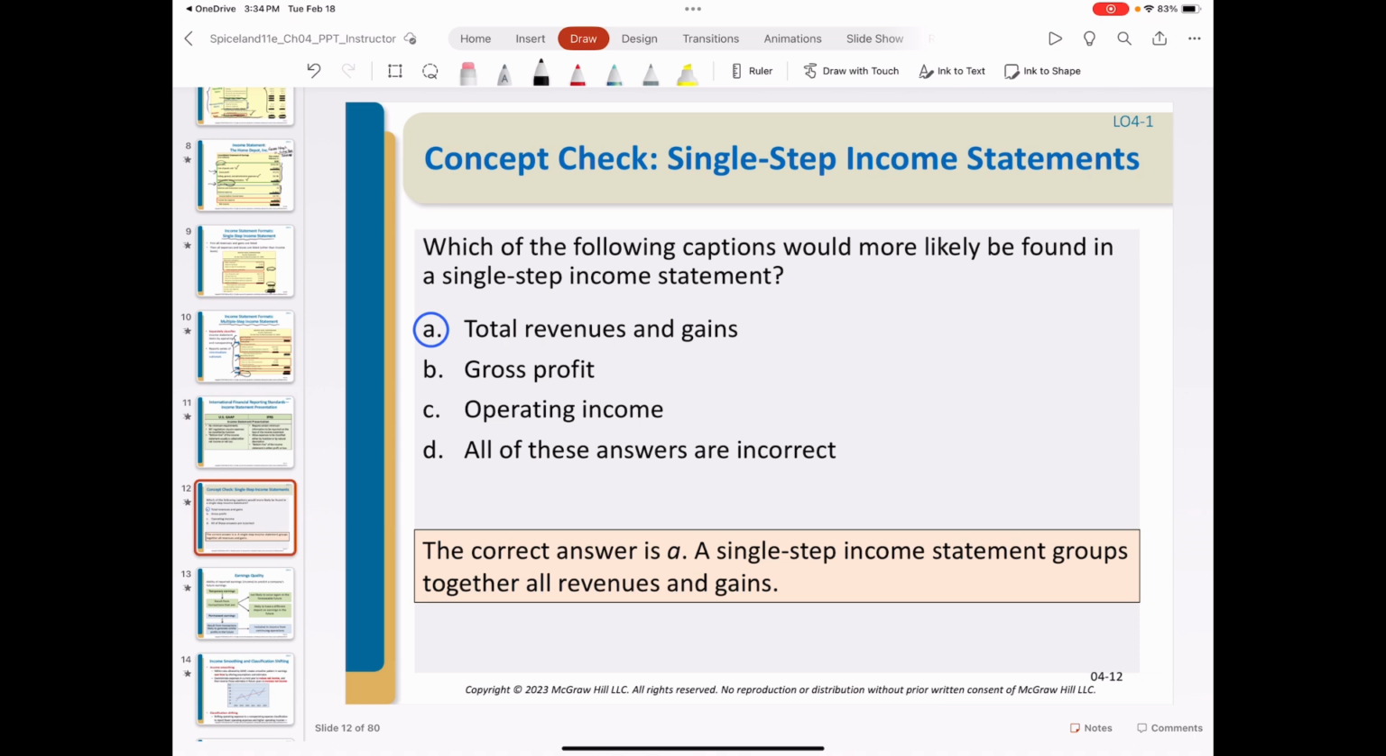Here is a multiple choice question. For the single step income statement, the total revenue and gains.